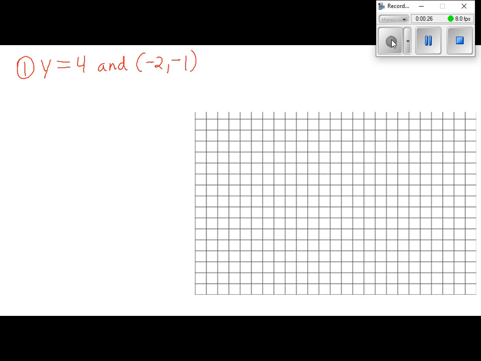This first one, got to know that this line right here is a horizontal line. So we just go to where y is 4, 1, 2, 3, 4, up 4, and it's going to be a horizontal line that goes right across like that.